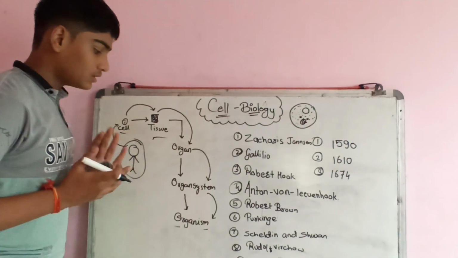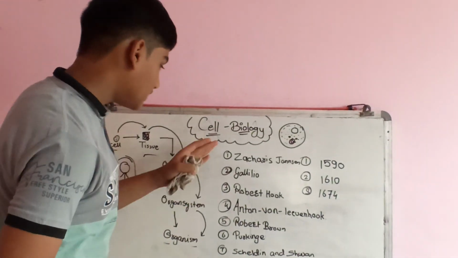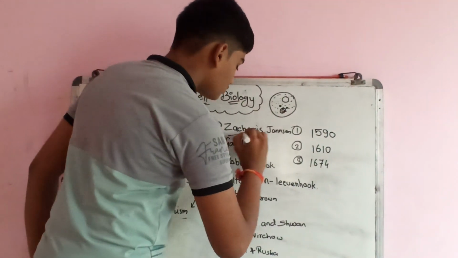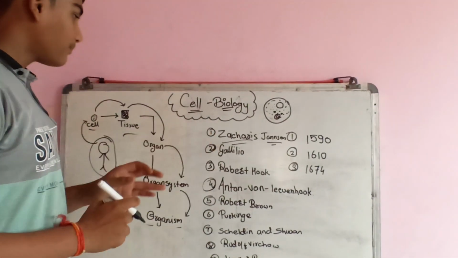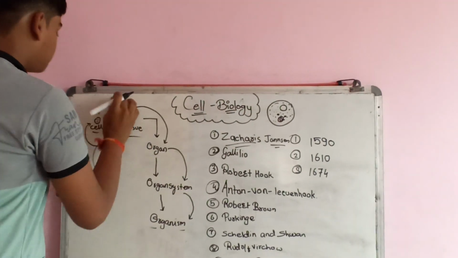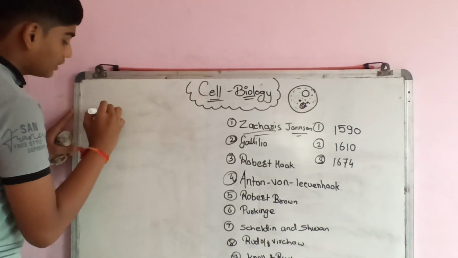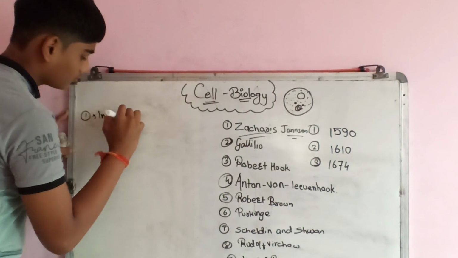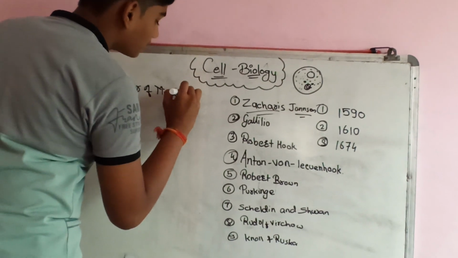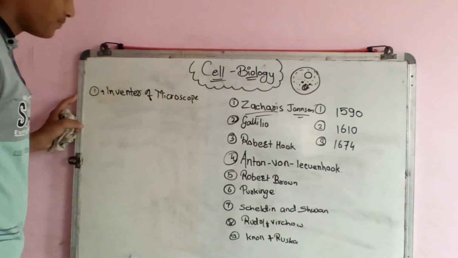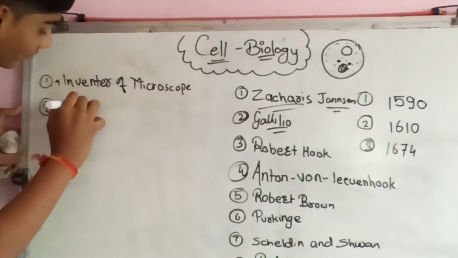Now, how do we know this? So this credit goes to these scientists. So let's see who are these. Zacharias Janssen. He is what we can say the inventor of microscope. He had invented microscope. Second person is Galileo. Galileo had modified it.